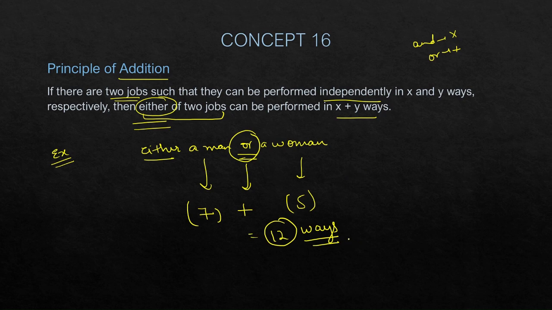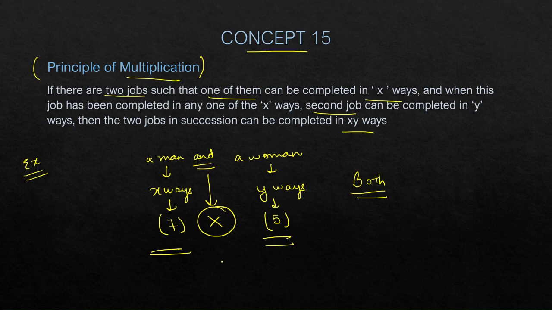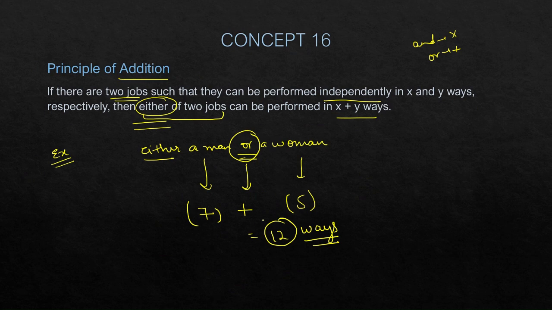So there will be 12 ways, whereas in this case, okay, I forgot to answer. So there will be 35 ways, right? In this case, there will be 35 ways of selecting a man and a woman simultaneously, like both the things are happening. And in this case, either of these things can happen, so it will be 12 ways.